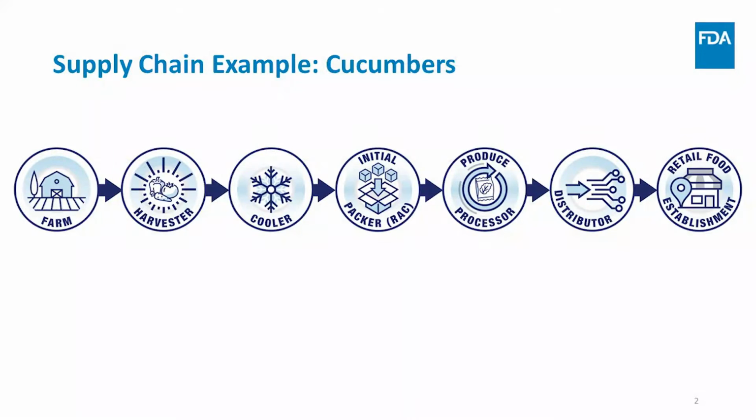This example shows a supply chain for fresh cucumbers, which will be sold at retail. Fresh cucumbers are on the Food Traceability List. Therefore, all of the entities in this supply chain are covered by the Food Traceability Rule. Next, we will walk through the critical tracking events in this supply chain where key data elements are required.